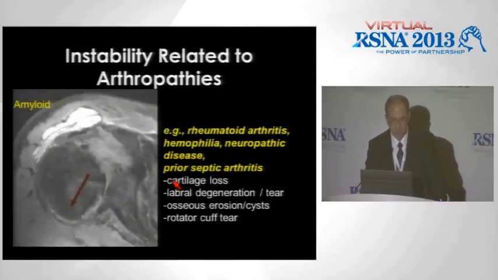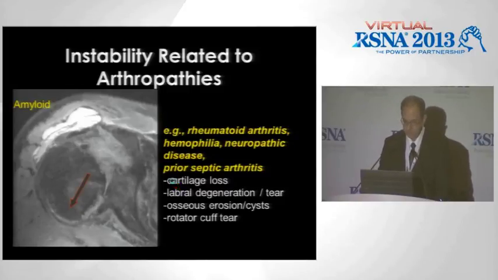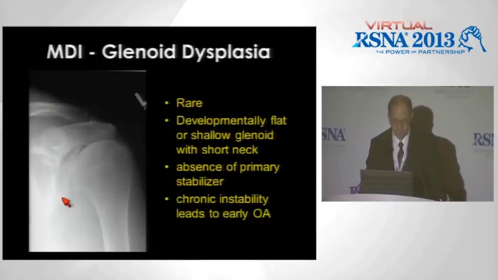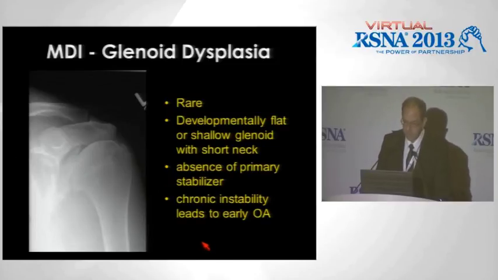Here's an example of a patient with amyloid, but this could easily be rheumatoid arthritis. Whatever the reason, if you destroy the cartilage and you destroy the labral structures and capsular structures, that leads to instability and can lead to secondary impingement. Glenoid dysplasia is rare, but see how there's no neck to the glenoid here? And that can lead to instability as well. Absence of the stabilizer can lead to secondary impingement.